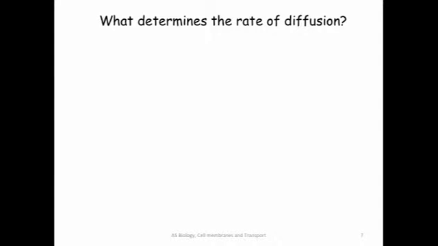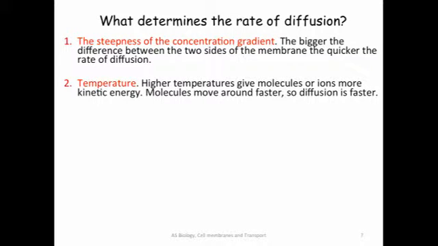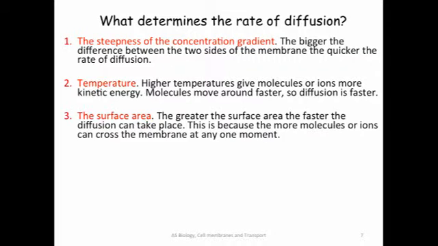Now we want to talk about what determines the rate of diffusion, and there are 4 key factors that are going to affect the rate at which diffusion takes place. The first one is the steepness of the concentration gradient. In other words, the bigger the difference between the two sides, the faster the rate of diffusion is going to be. The next is temperature. The higher the temperature, the faster the molecules are going to move. It's going to increase the rate of diffusion.